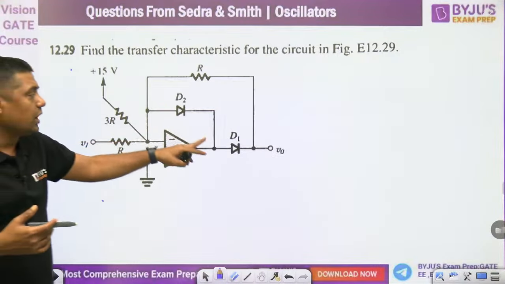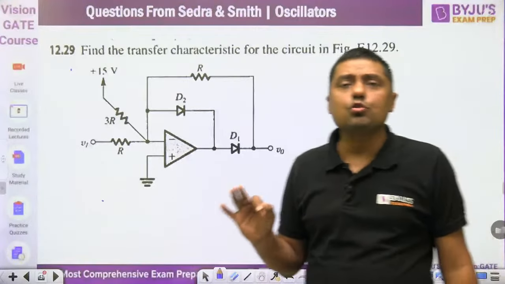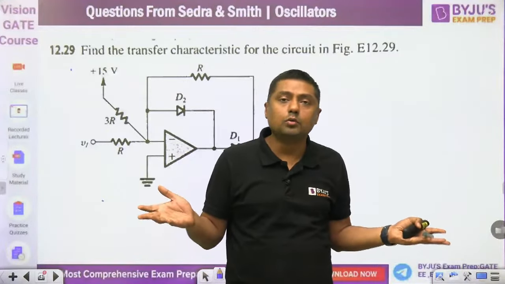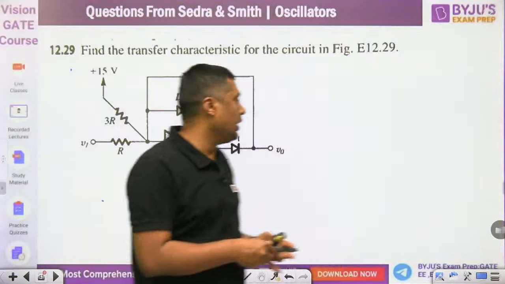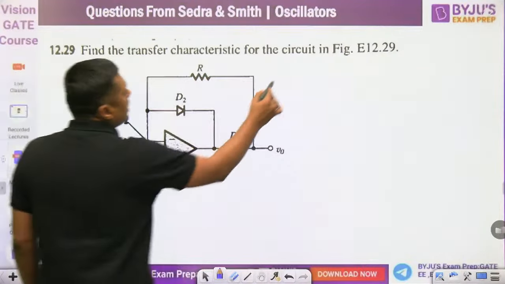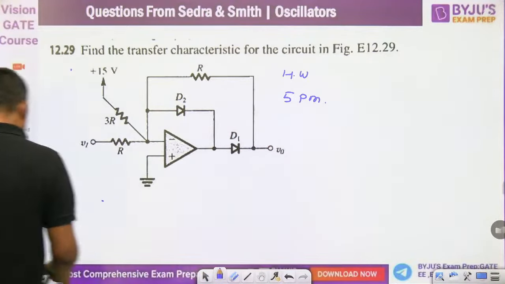We are using the two diodes D1 and D2. If nothing is given, we can assume ideal diodes. Silicon, germanium not mentioned, drop across the diode is not mentioned, then you can assume the ideal diode. Draw the transfer characteristics of this. Tomorrow I will give the answer sharp at 5 p.m. Okay, that is the diode circuit.